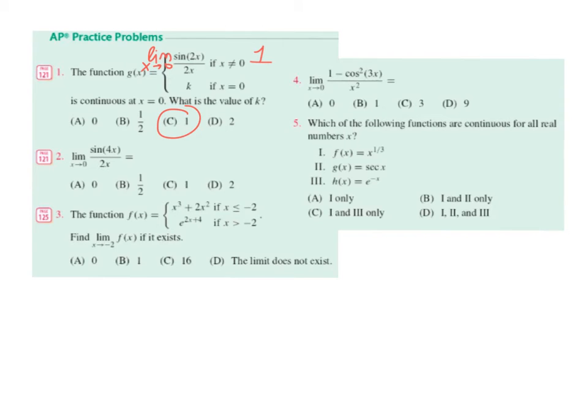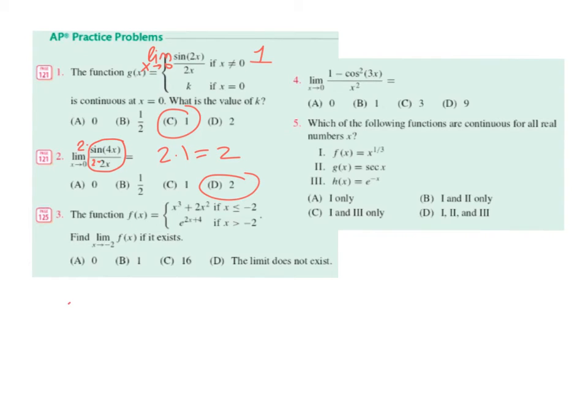All right, this one, we have a problem. We need a 4 on the bottom, not a 2. So I need to multiply by 2 on the bottom. If I multiply by 2 on the bottom, I have to multiply by 2 on the top. So then this is my 1. 2 times 1 is 2. So it's D.